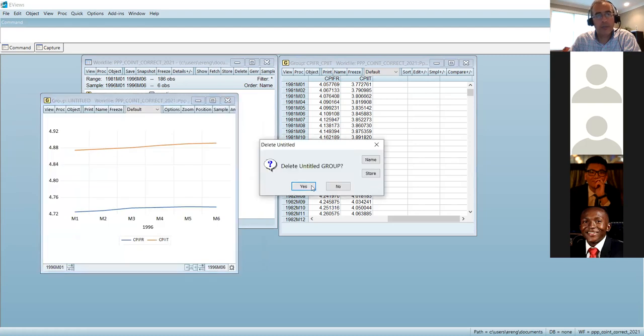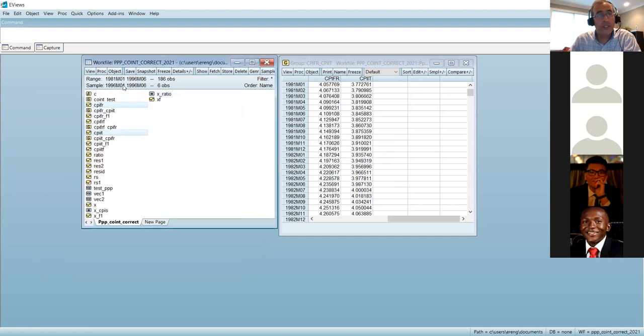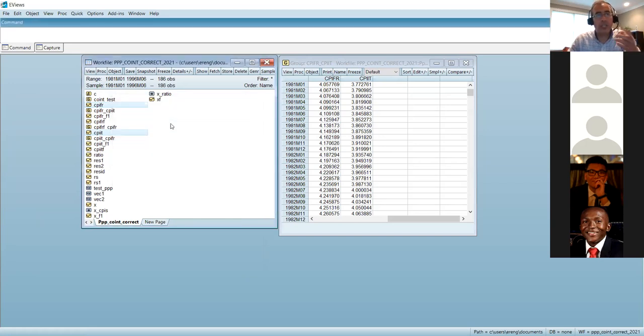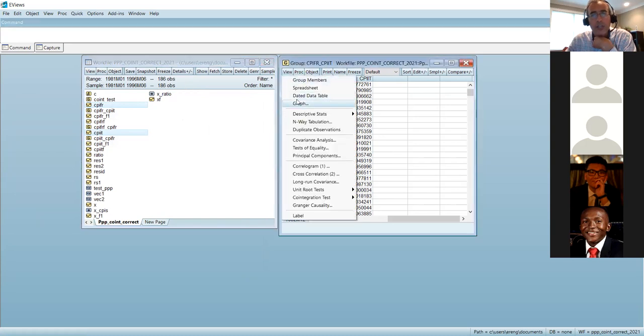Oh, I need to change my sample. Yes, change the sample, guys. When you want to change the sample, simply double click on sample, type @all, and so I have all my samples. So my sample goes from January 1981 to June 1986. We have 186 observations. So now we can take a look at the graph.